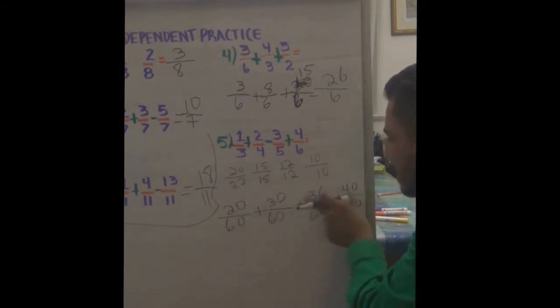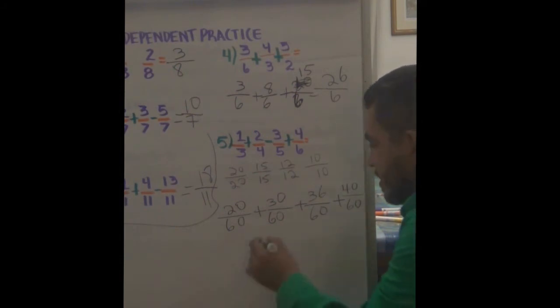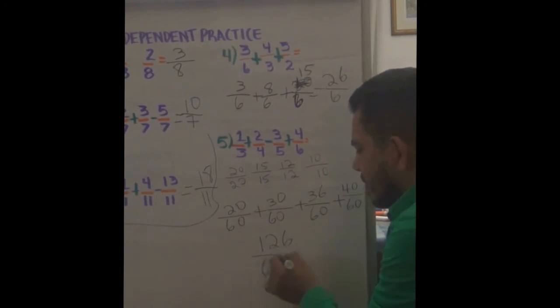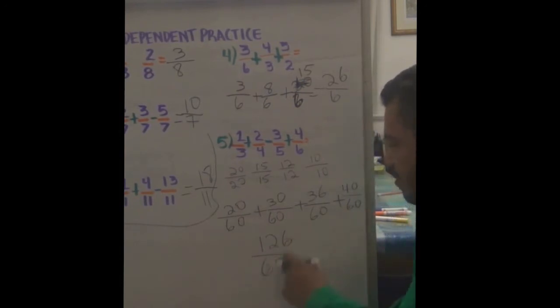So 50 plus 76 is what? 126 over 60. Can I reduce this? Sure. What's half of 126? 63. What's half of 60? 30. And that is your simplest form. I don't think you could do anything else with that.